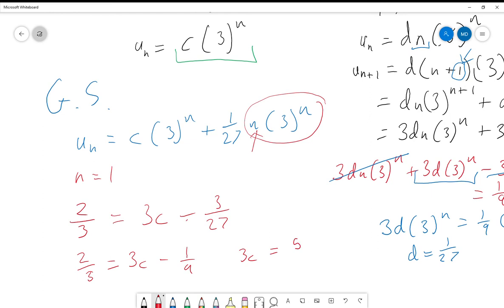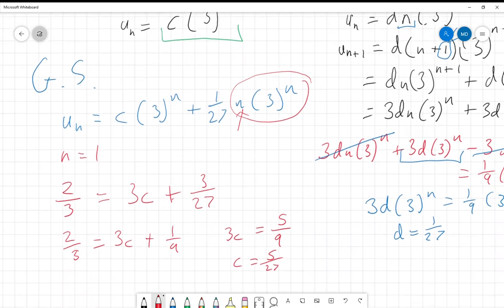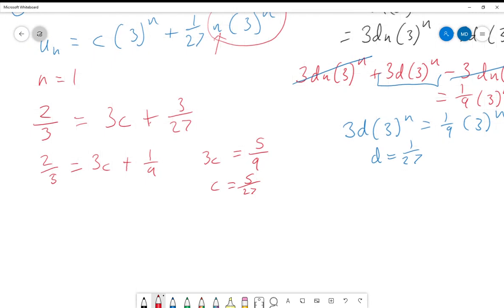I'm not sure why I'm subtracting at this point. Plus 1/9, 3c is equal to 5/9 by adding that 1/9, and we end up with c being equal to 5/27. And that gives us our general solution. Finally, at the end, un equals 5/27 lots of 3 to the n plus 1/27 lots of n times 3 to the n.